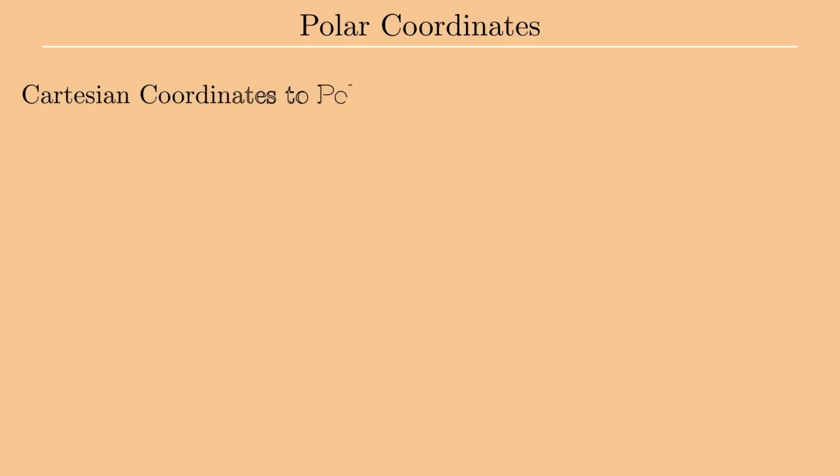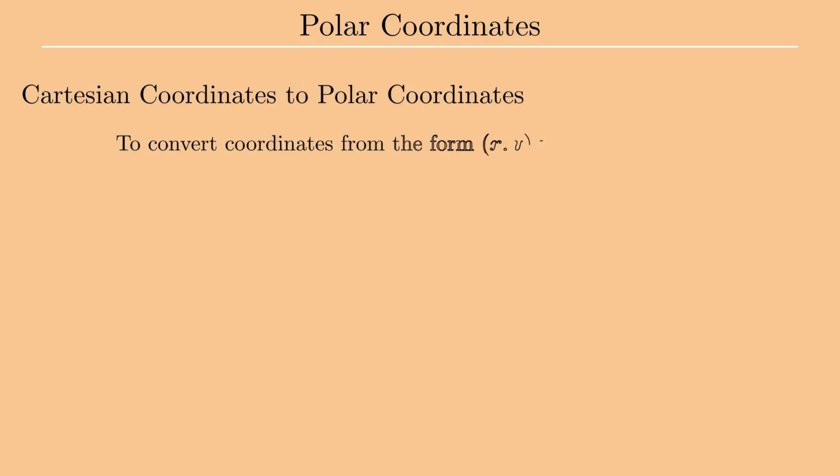To convert from Cartesian coordinates to polar coordinates based on the definitions, these formulas can be used. r equals the square root of x squared plus y squared, and θ equals the arctan of y over x. And to convert from polar to Cartesian, x equals r cos θ and y equals r sin θ.